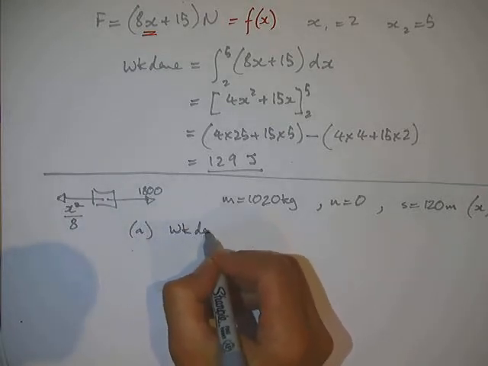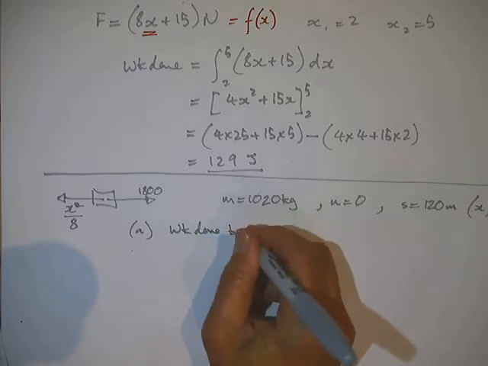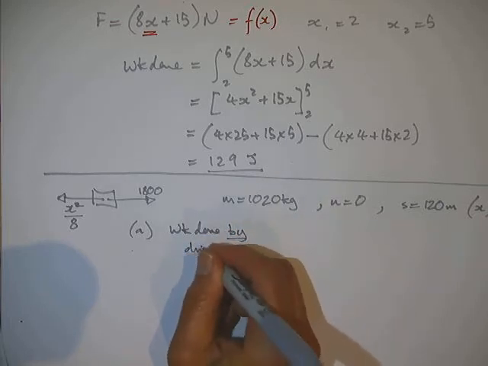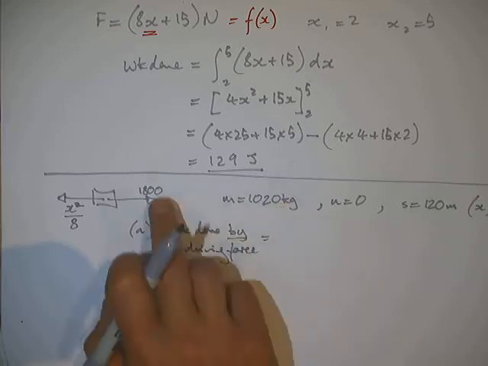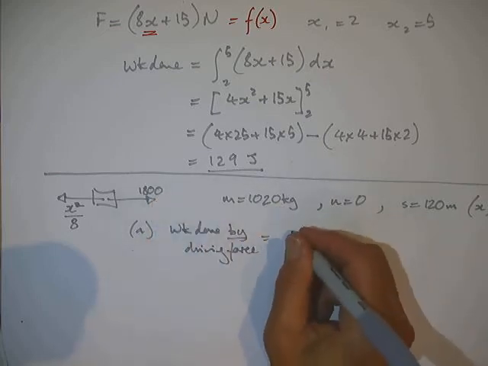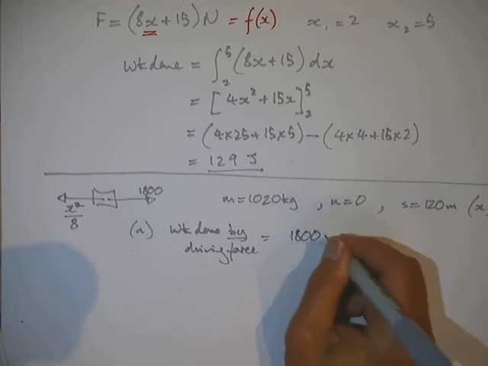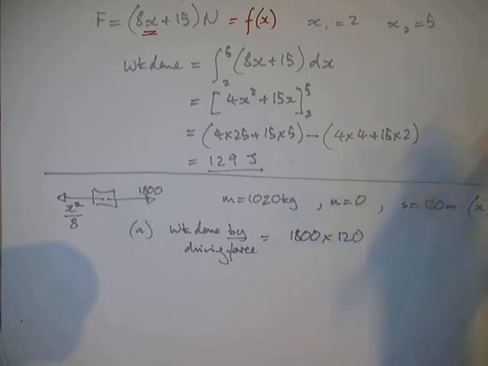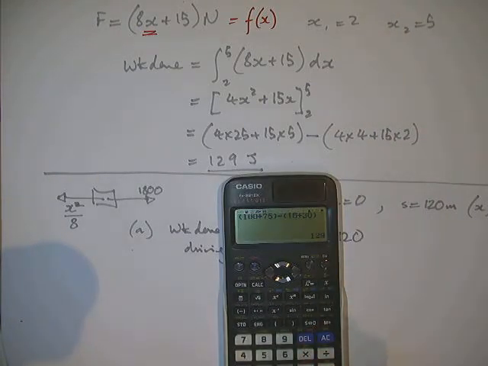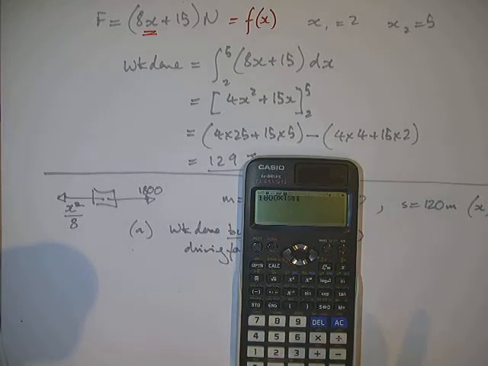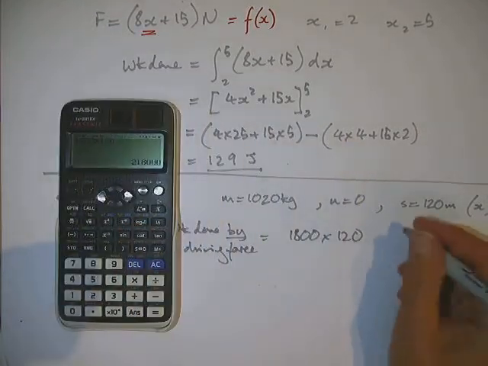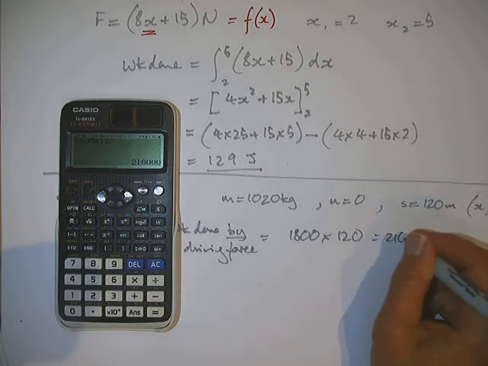Work done by the driving force. That was constant, so it's just going to be force times displacement. So 216 kilojoules.